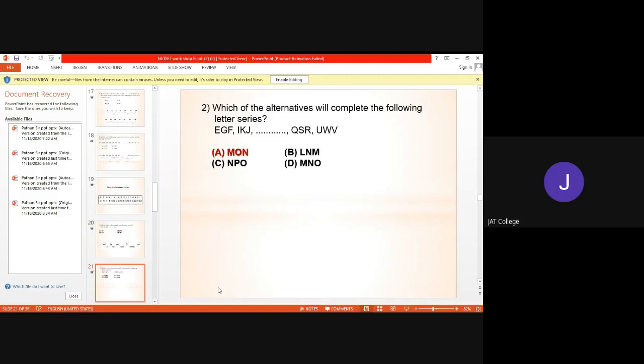Now next one, which of the following alternatives will complete the following letter series? Look at here, E, G, F. Here, first letter is E. Then after E, F will come, but it is written in the third place. So we have to read in that manner. That means first letter, then third, and then second. So the third letter is placed in second place. So here, E, then third letter, and then we have to come to the second letter. So E, F, G. Then H is skipped.